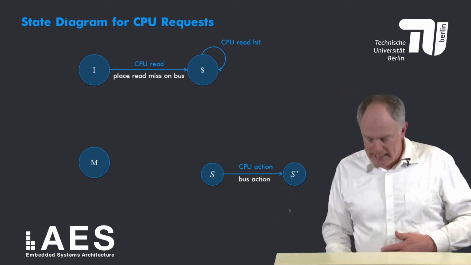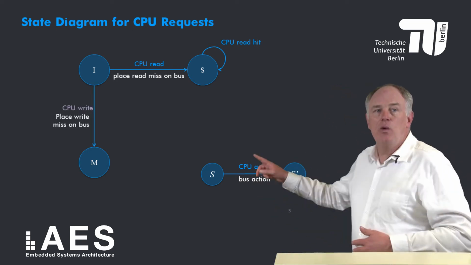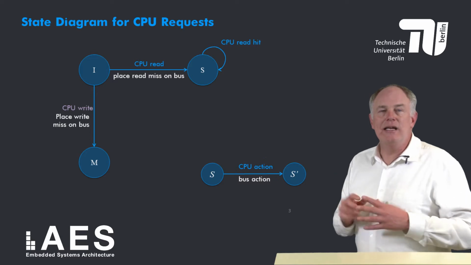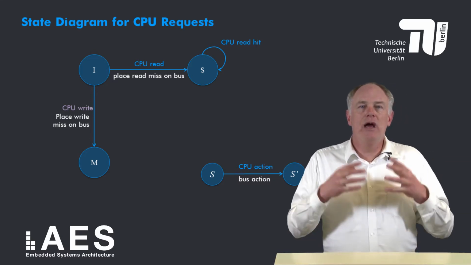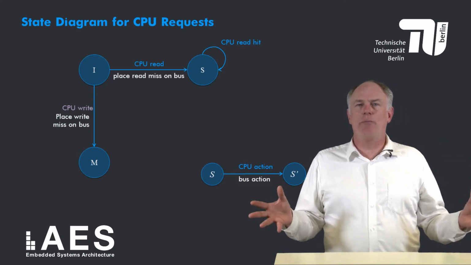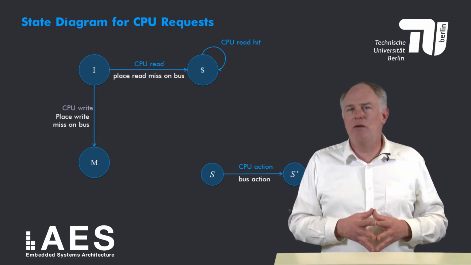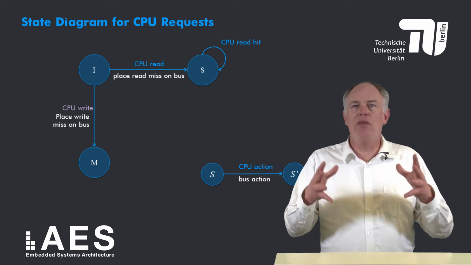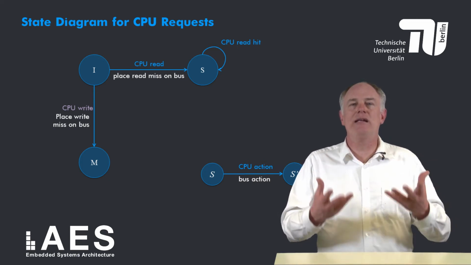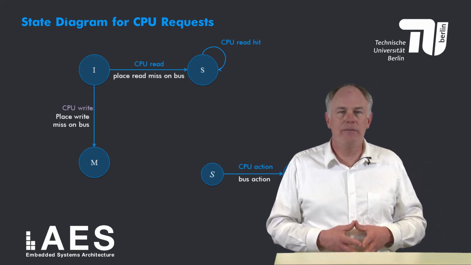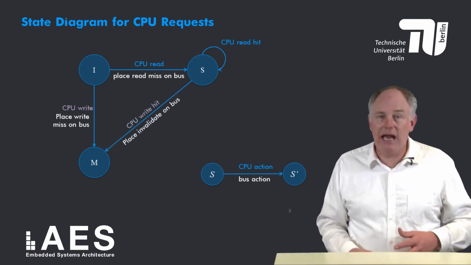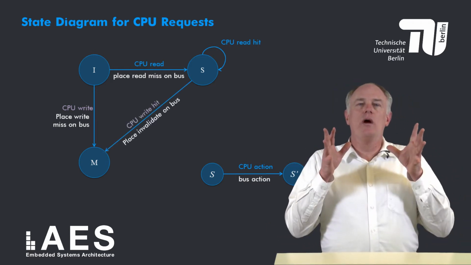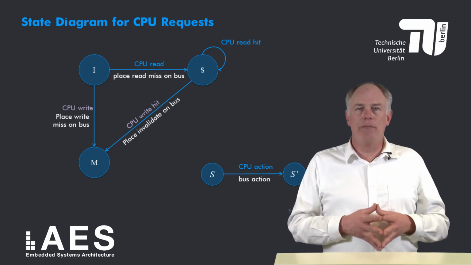Now I consider the case where the CPU tries to write an invalid block. Again, invalid means that the block is not present, so this corresponds to a write miss. A write miss will be placed on the bus, and when the block has been fetched, it will enter the state modified.